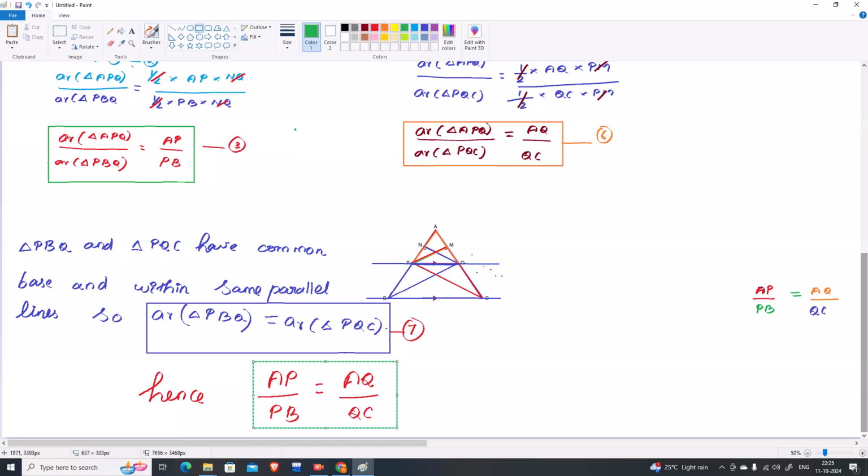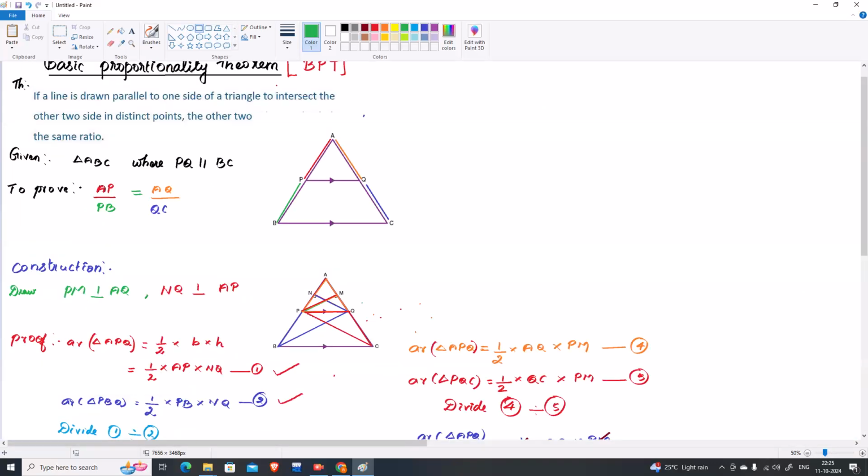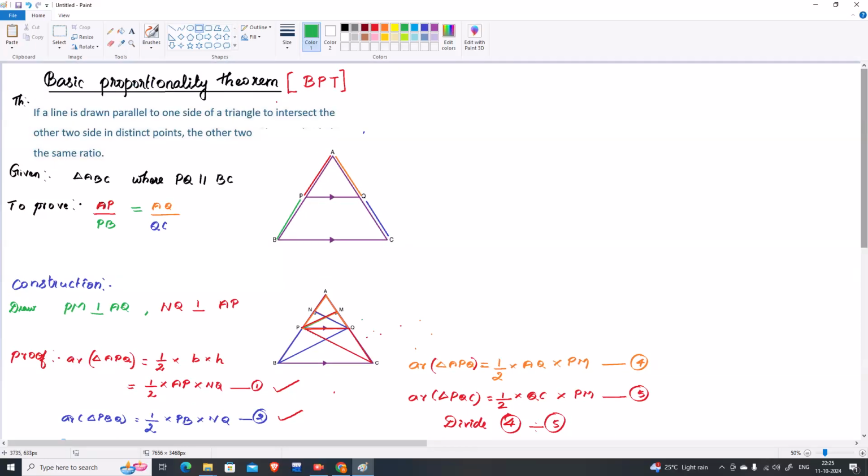This is a very important theorem for the 10th standard board exam. I hope you understood the theorem as I explained.